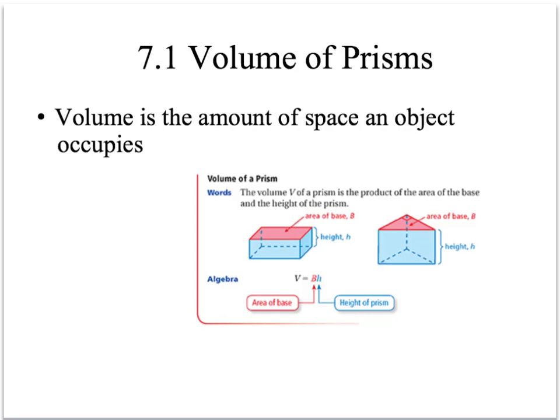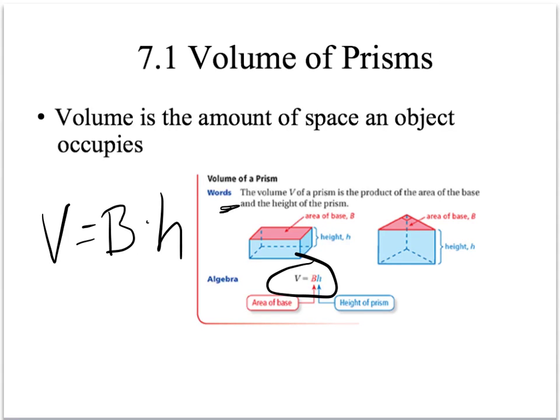As it says in words here, the volume V of a prism is the product, the area of the base and the height of the prism. Your basic formula here is the volume is the base of an object times the height of the object. And that's what we got to work on, being able to find volume.